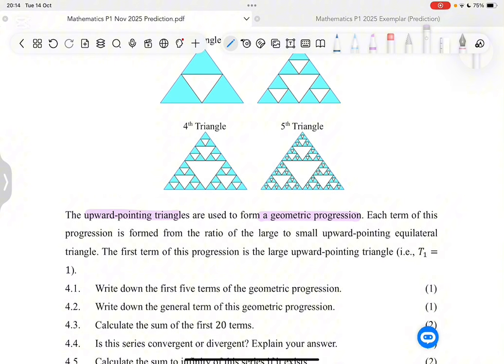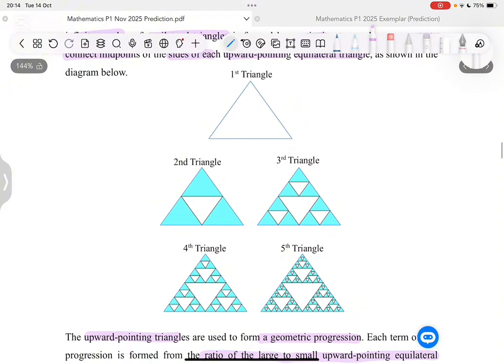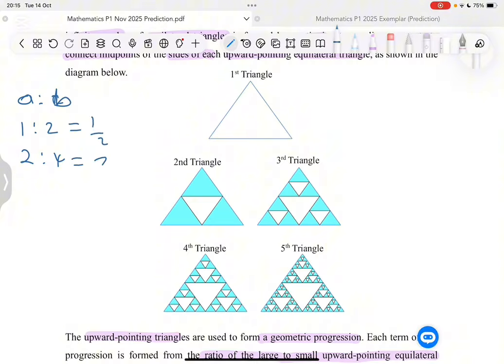Now they further say here that each term of this progression is formed from the ratio of a large to small upward pointing equilateral triangle. What they are saying here is that if we want to find the terms in this sequence, we are going to use the ratio of the large to the small. Remember, a ratio is written as A is to B. So if I say 1 is to 2, or 2 is to 4, that's how we use our ratios. In this case, this will be a large triangle divided by a small triangle. Remember, a ratio means division, so this can be written as 1 over 2, this can be written as 2 over 4. That's another way in which you can write ratios.